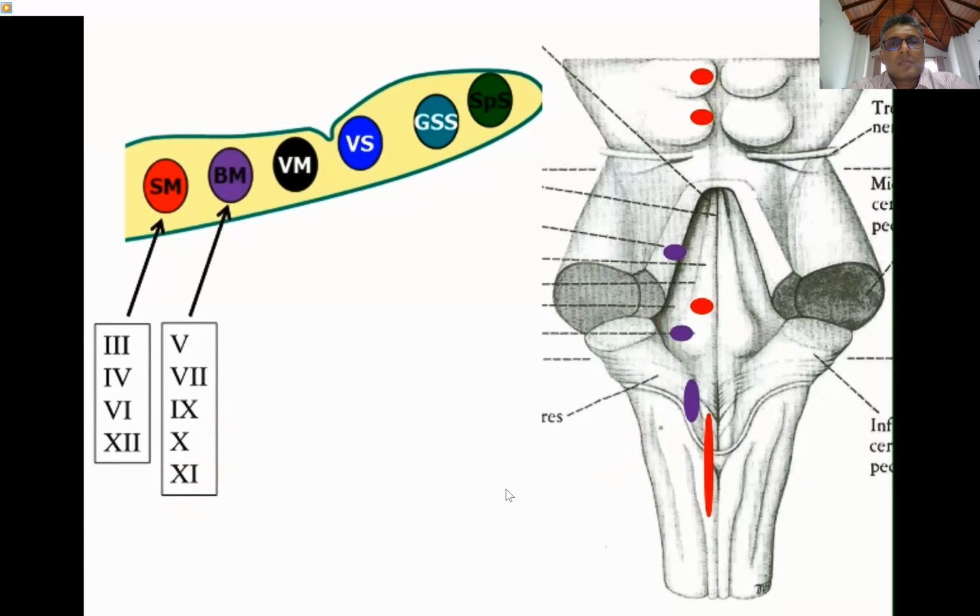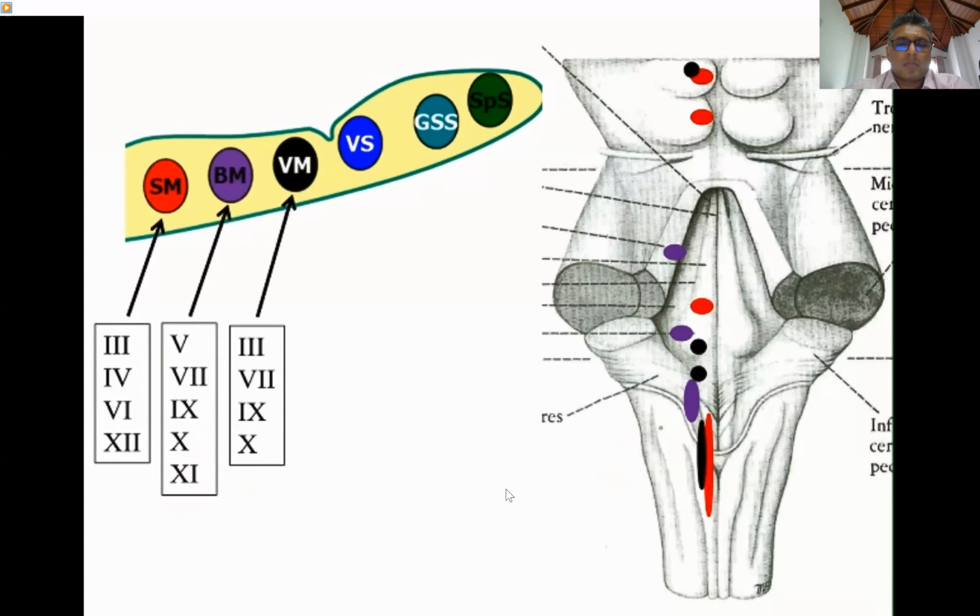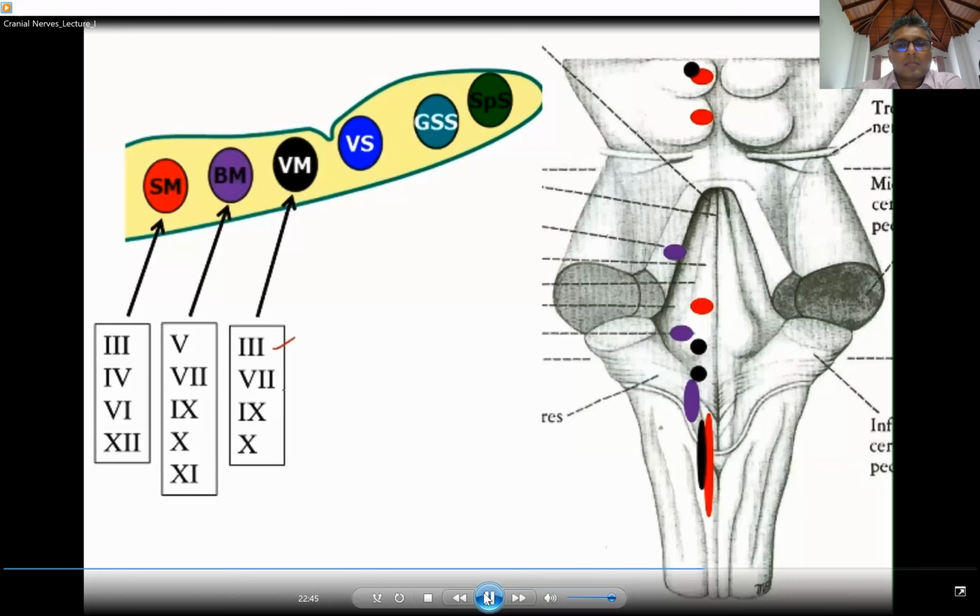We will move on to the next component, the visceral motor component. I have indicated the nuclei in the visceral motor component in black color. The oculomotor nerve. Now always remember in the brainstem, the moment we say visceral motor, it's parasympathetic, because there is no sympathetic in the brainstem. It's cranial outflow of parasympathetic.